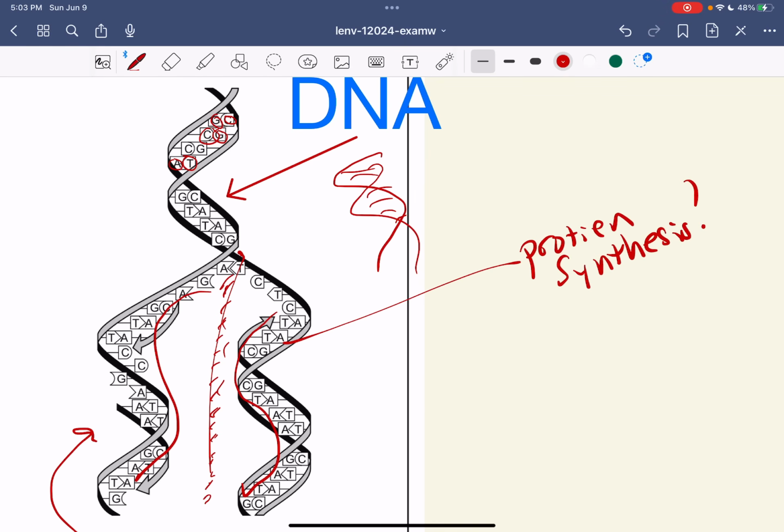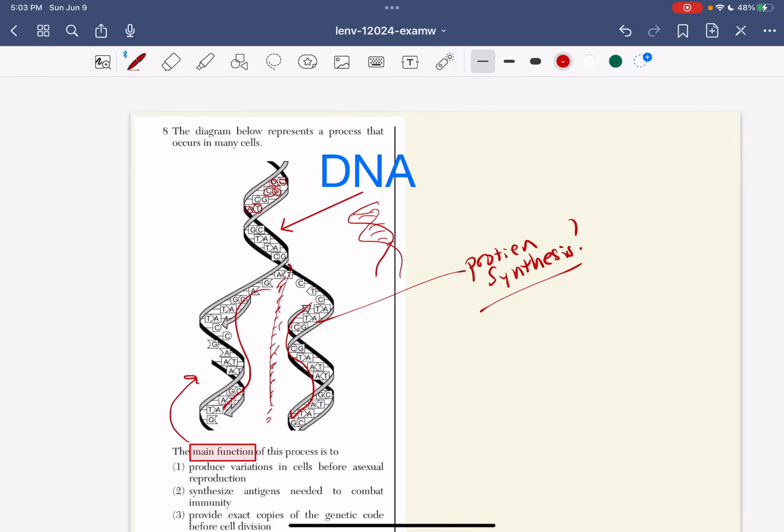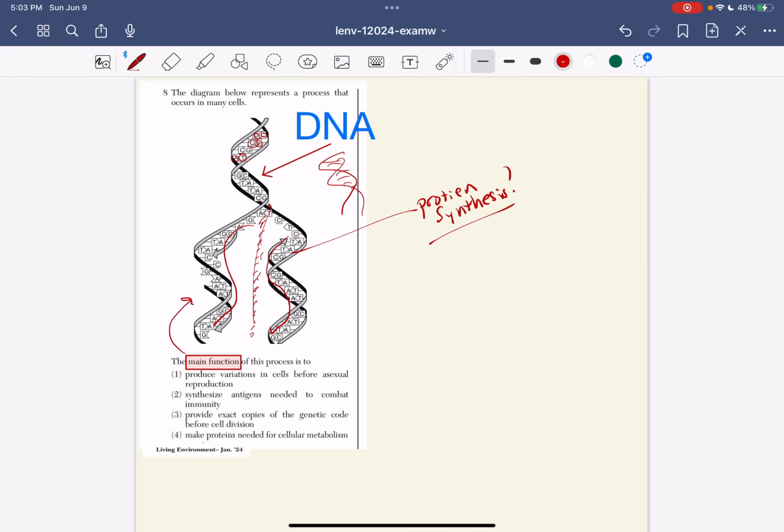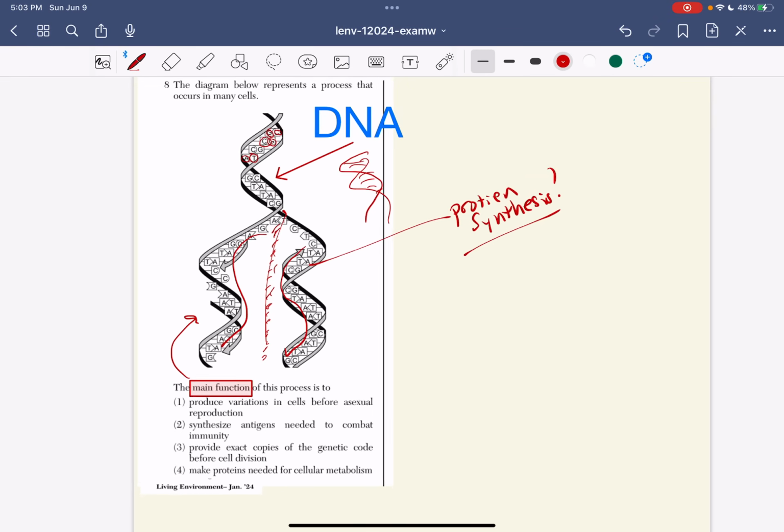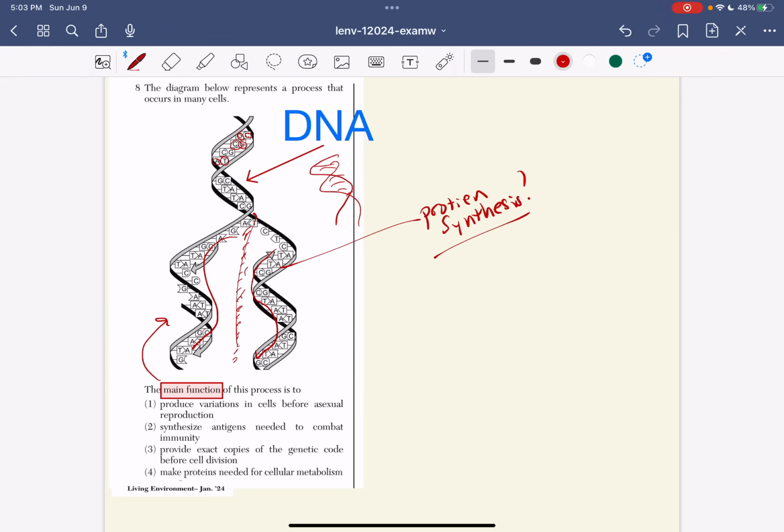Protein synthesis. I have a video of protein synthesis on my channel that you should take a look at. It has questions that will help you understand, but the big lesson is in the online class. Okay, now that we know what we're looking at, let's take a look at the question. The diagram below represents a process that occurs in many cells. Okay, protein synthesis, of course. All cells make protein. The main function of this process is to make proteins. We already know that, but let's see what the choices are.